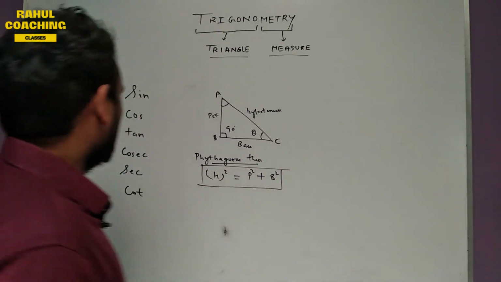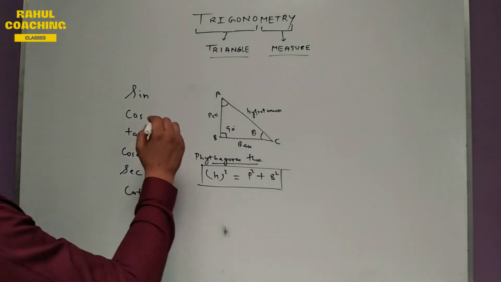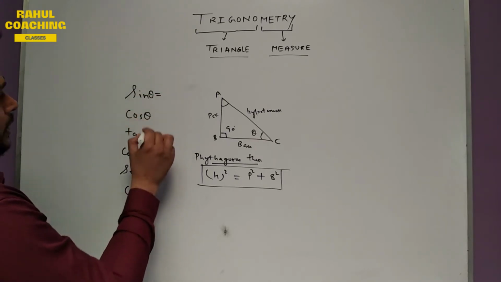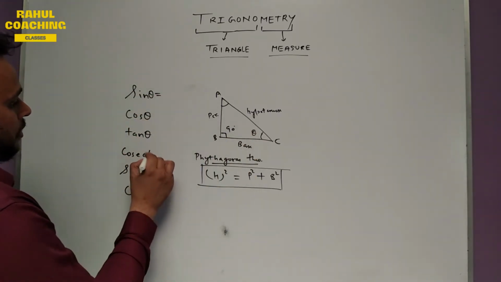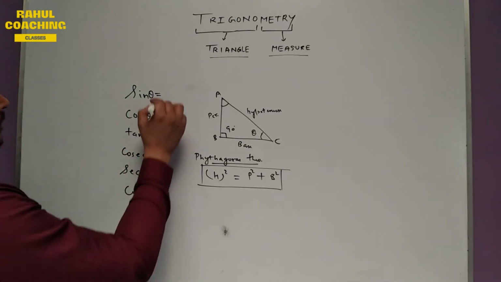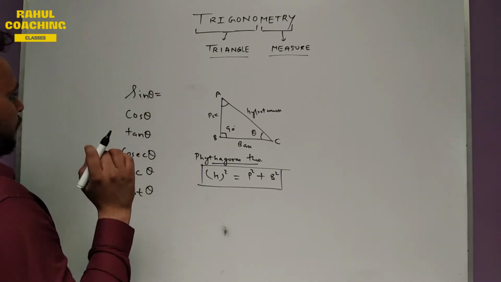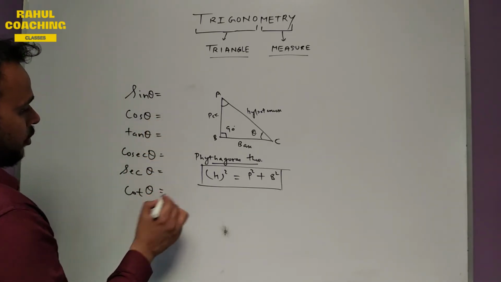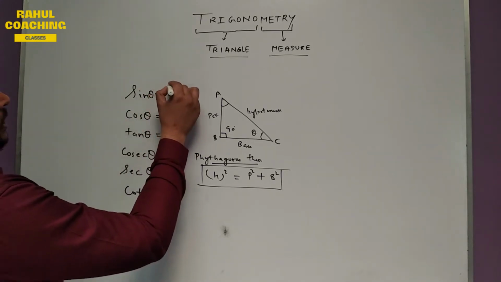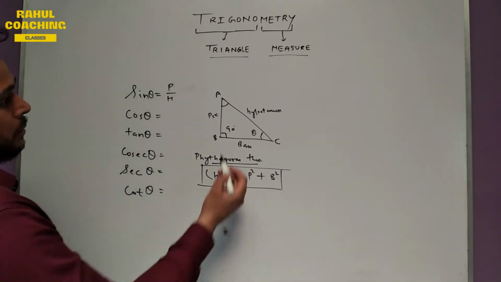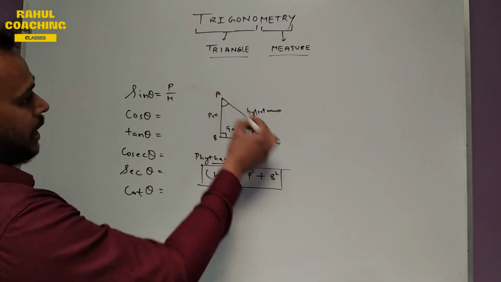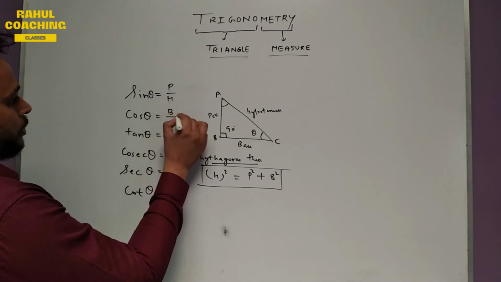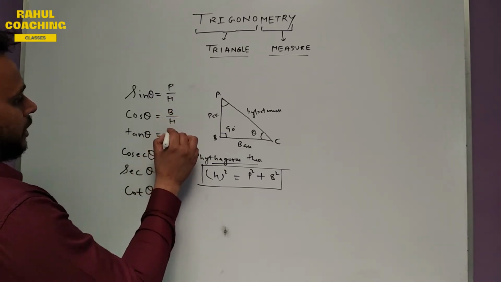Let's take an example of how to calculate. You have to learn the formulas of sine theta, cos theta, tan theta, cosec, sec and cot, with the angle theta taken. The formula of sine theta is P upon H. P means perpendicular and H means hypotenuse. What is the formula of cos theta? That is B upon H. Same, tan theta is P upon B.